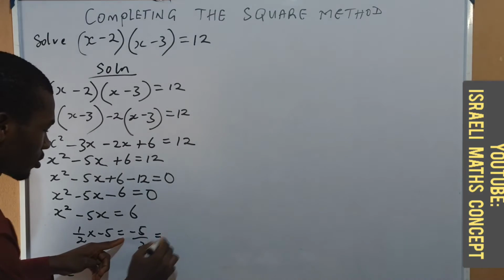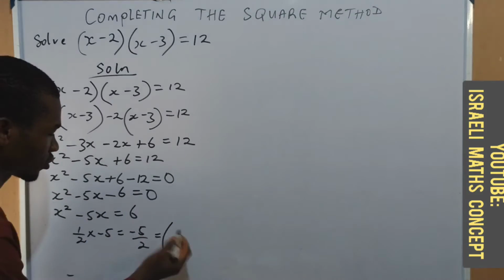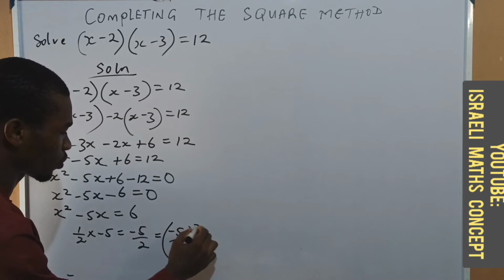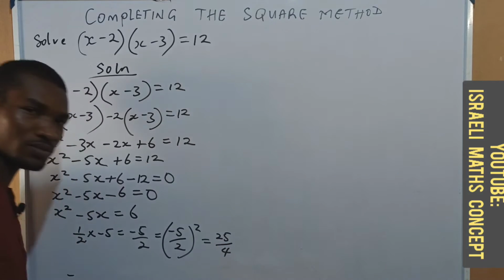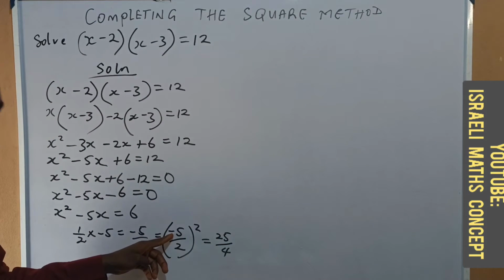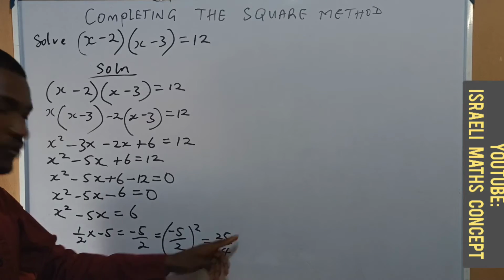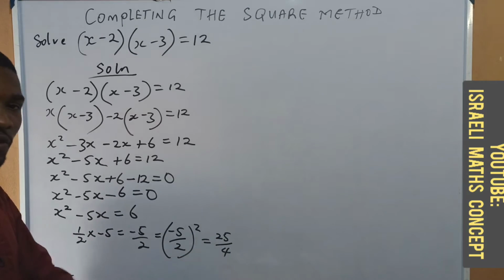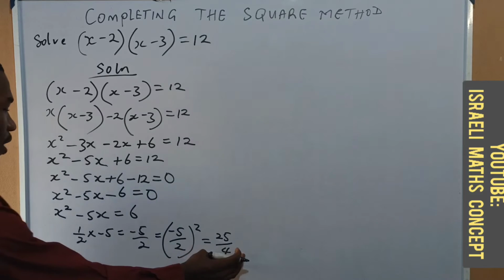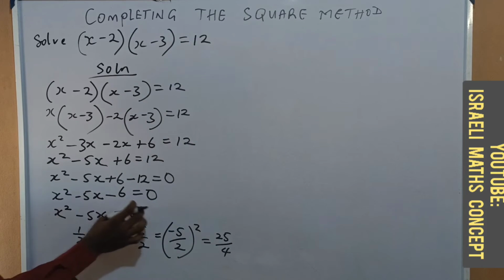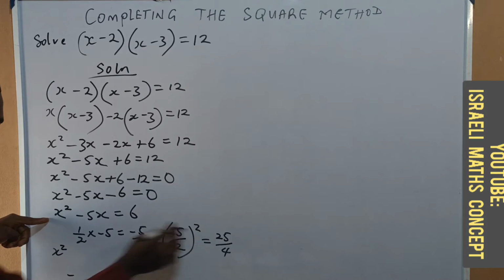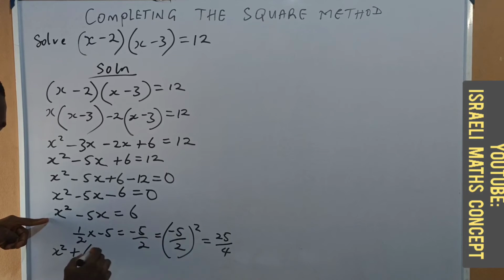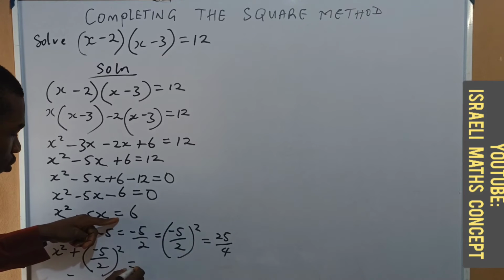Then I want to square the negative 5 all over 2, such that I have negative 5 over 2 all squared. And when I square it out, I'm going to have 25 all over 4. Very simple. Negative 5 multiplied by negative 5 will give us 25. And 2 multiplied by 2 is going to give us 4. Hence, I want to add this value to both sides of this given equation, such that I have x squared, then I will add negative 5 over 2 all squared, and that is equal to 6.